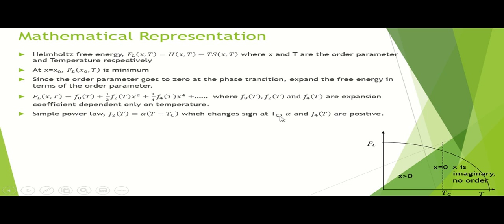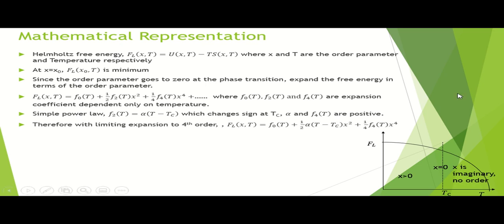This function changes sign at Tc. So at Tc this function will become positive to negative, or negative to positive, depending on what type of process it is. Whereas alpha, which is a constant used here, and F4, are both always going to be positive quantities. So these are the conditions put on the Helmholtz free energy when it is expanded in a Taylor series expansion.